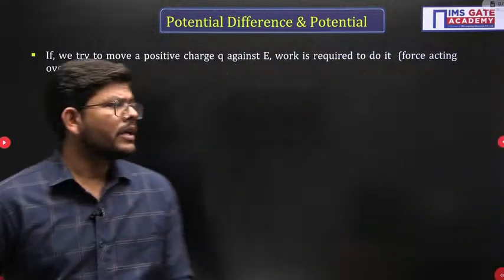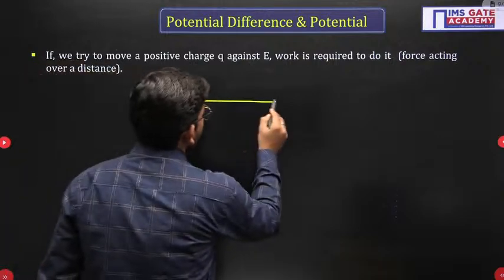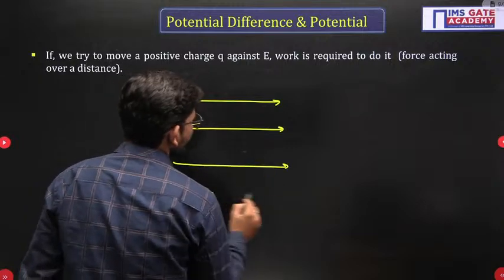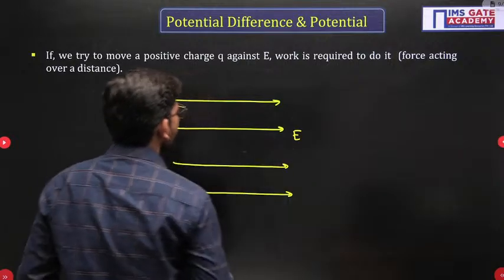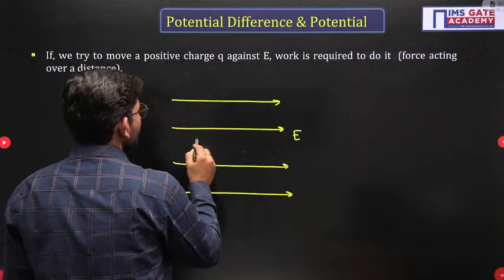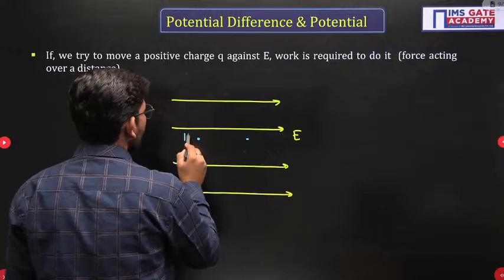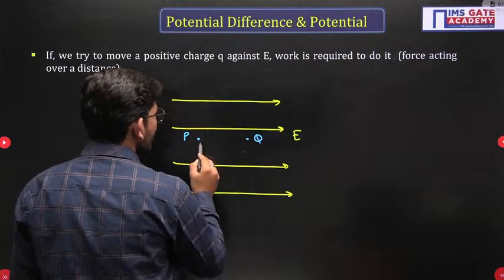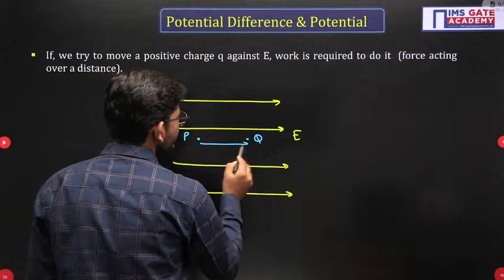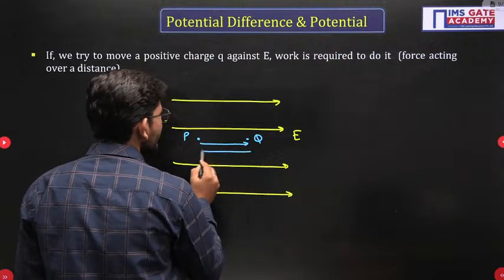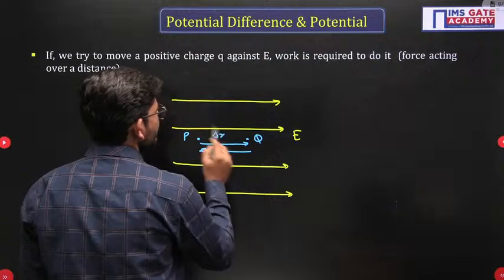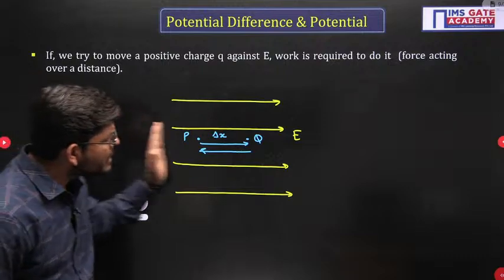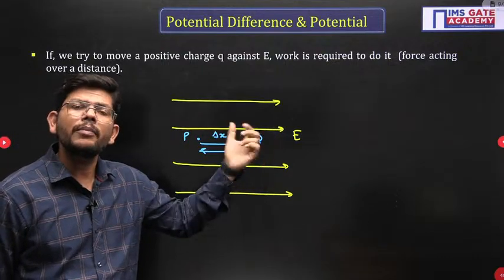Just see, if again I have the same electric field. Now suppose there is a charge and you are moving the charge from point P to point Q. This charge is either moving in this direction, P to Q, or in this direction, P to Q. Let this distance be del x. So if the charge is moving in the direction of the electric field, the work is done by the field.